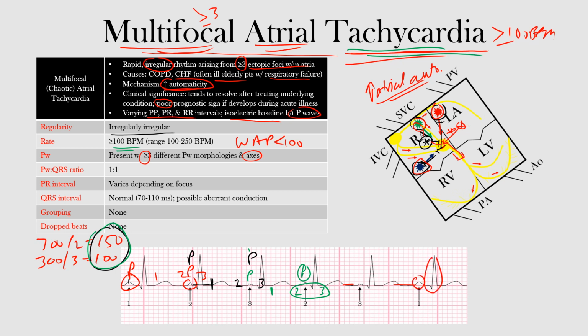In terms of the intervals, we said the PR interval will vary based on where the ectopic focus is originating, and the QRS interval should be normal if we can get through, okay? We also mentioned possible aberrant conduction because of that bombardment. If some areas of the ventricles are refractory, we can get somewhat of a wide QRS complex, but normally we'll see these narrow complexes occurring. Okay, the main thing is what's going on up here in the atria. In terms of grouping, no grouping and no dropped beats.